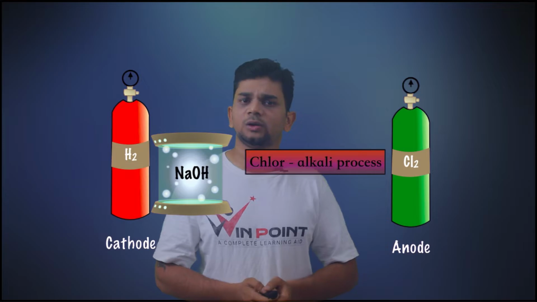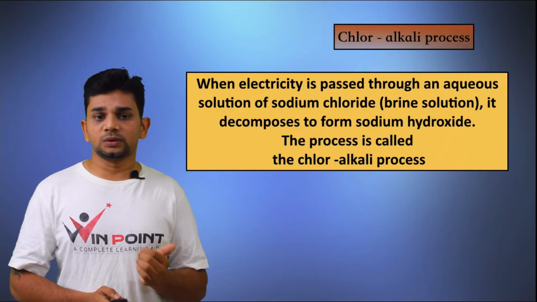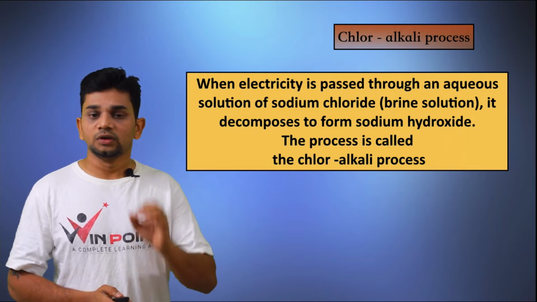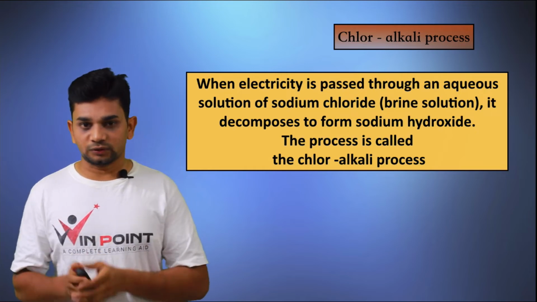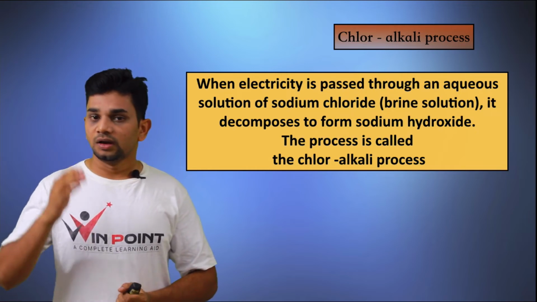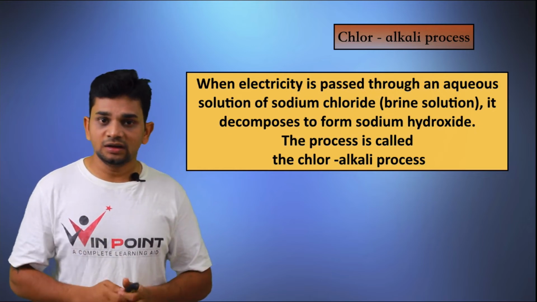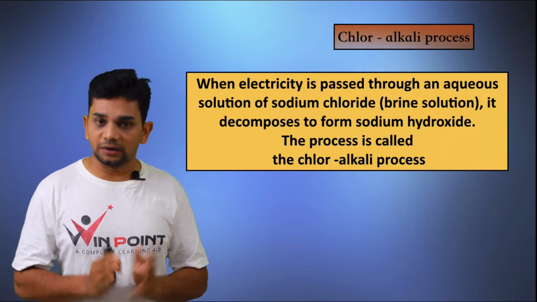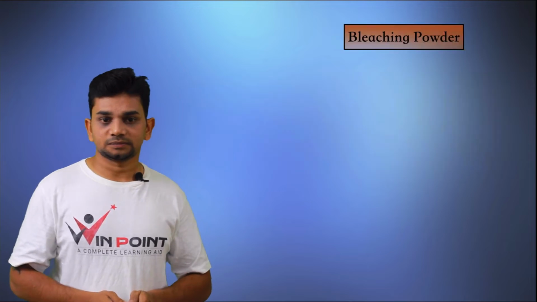So can you define chlor-alkali process now? When electricity is passed through an aqueous solution of sodium chloride or brine solution, it decomposes to form sodium hydroxide. The process is called the chlor-alkali process. When electricity is passing through sodium chloride solution, at cathode we are going to get hydrogen, at anode we are going to get chlorine, and near to cathode we will get sodium hydroxide. This process is known as chlor-alkali process.